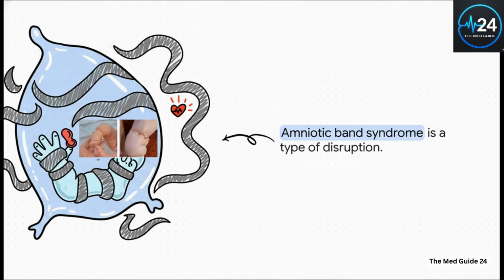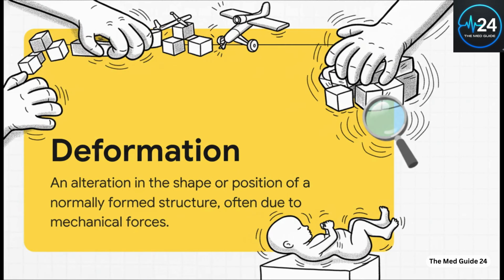A really powerful example of a disruption is something called amniotic band syndrome. Sometimes these fibrous bands can form inside the amniotic sac, and they can wrap around a part of the fetus, like an arm or a leg. This can cut off blood flow and cause serious damage to a structure that was, until that point, developing totally normally.